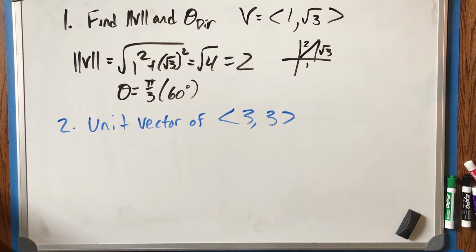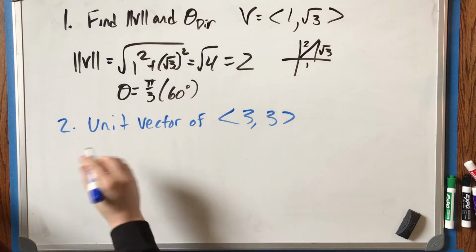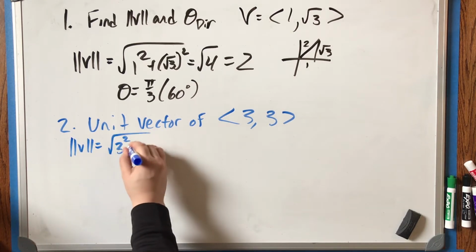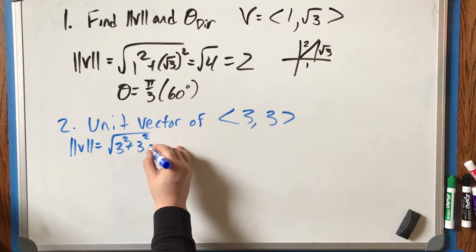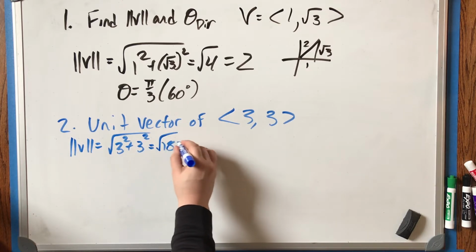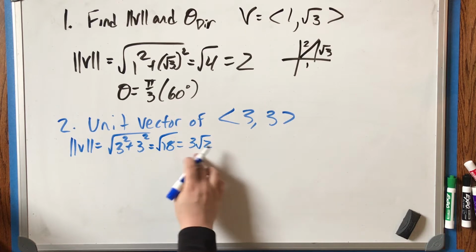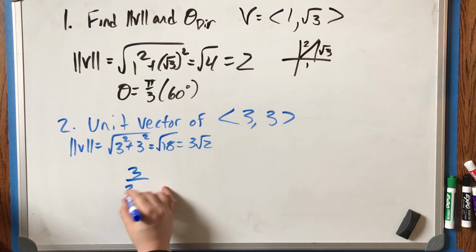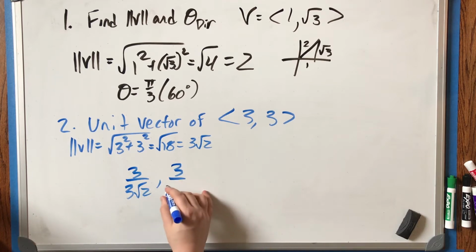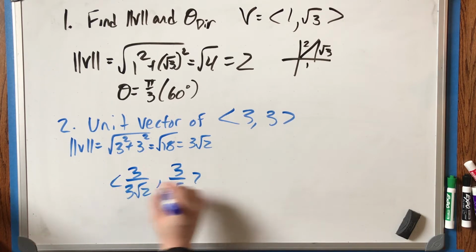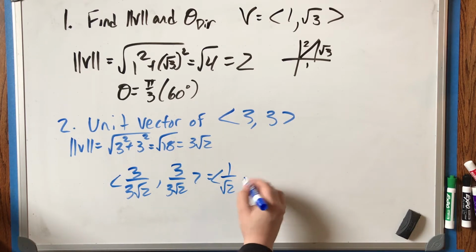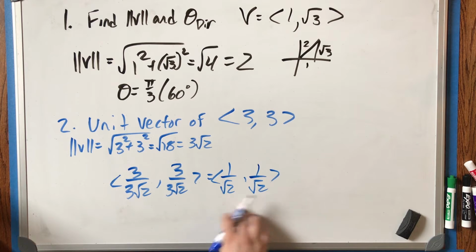Number 2, the unit vector of 3, 3. We're first just going to find the length of the vector. So that's just going to be the square root of 3 squared plus 3 squared. So that's the square root of 18, which is 3 rad 2. And so for the unit vector, we just divide each part by that length, which we can simplify, right? We'll get 1 over the square root of 2, 1 over the square root of 2, and I can just rationalize that.